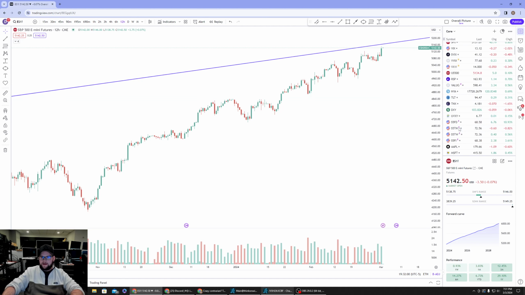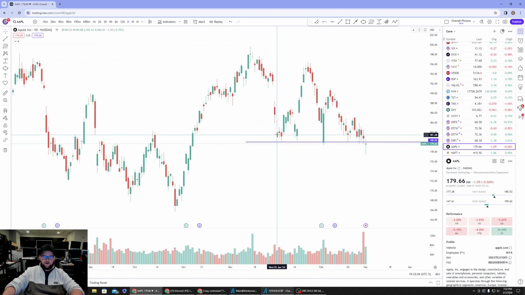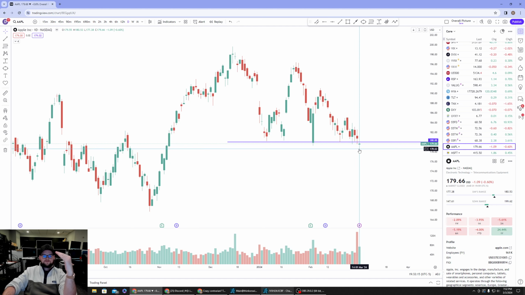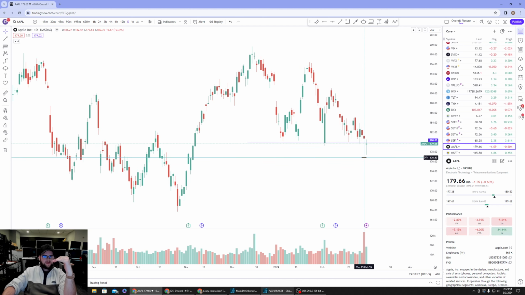Apple, let's go over Apple. Apple 180 level, okay? Going on a daily chart. 180 has been very, very strong support. 1 test, 2 tests, 3 tests, 4 tests, right? Multiple tests there. For the first time since November, it closed below that 180 level, okay?